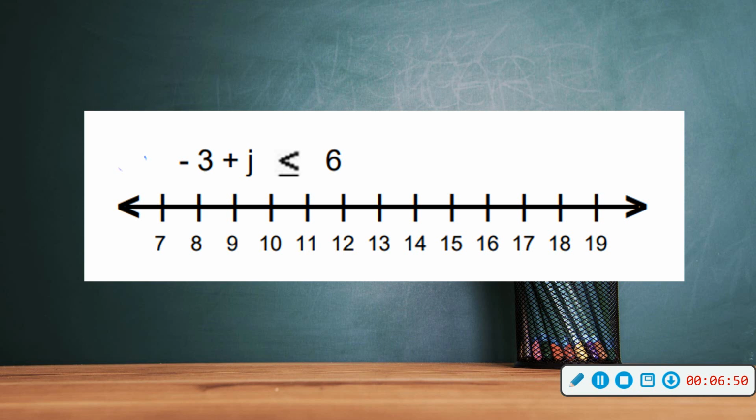Negative 3 plus j is less than or equal to 6. Same exact process. Even though we have the number in the front, it already lets us know that it is a negative number. So the same thing I would normally do, plus 3 plus 3. So in this case, j is less than or equal to 9. So 9 would be included with my answer, so it's going to be shaded in or closed. And then I'm going to shade it to the left.